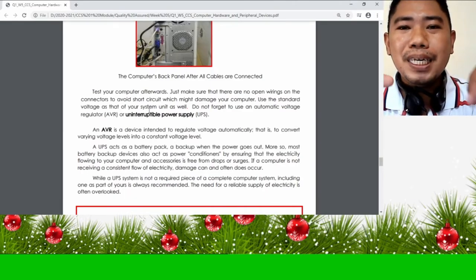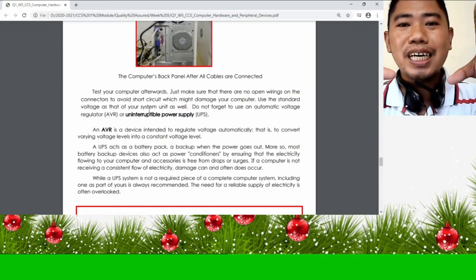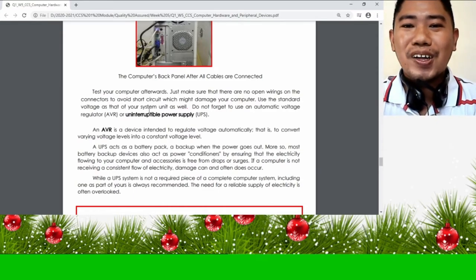Unsa man ang pinaka-importante ninyo nga learning karong adlawa? Unsa man?